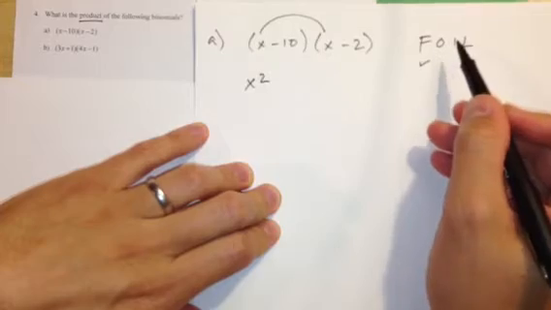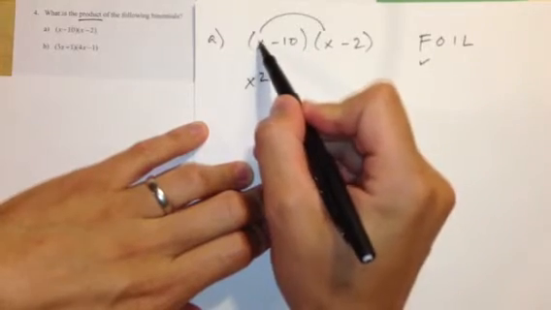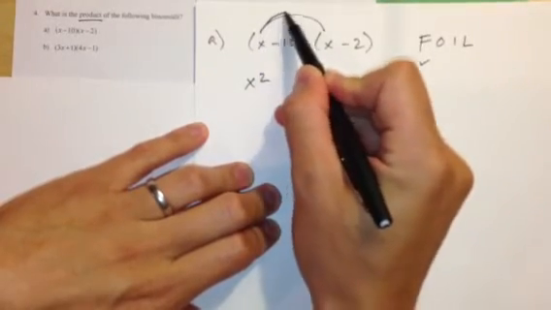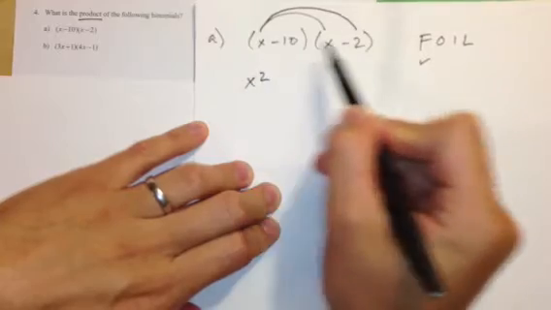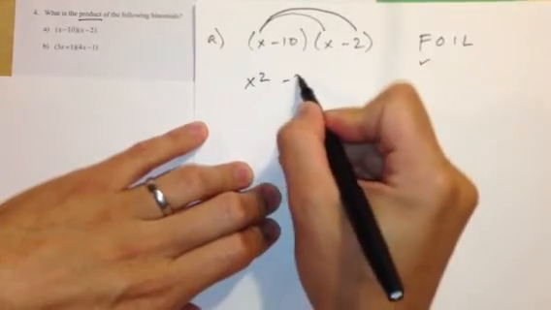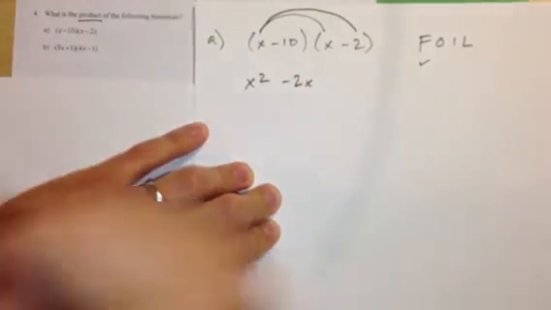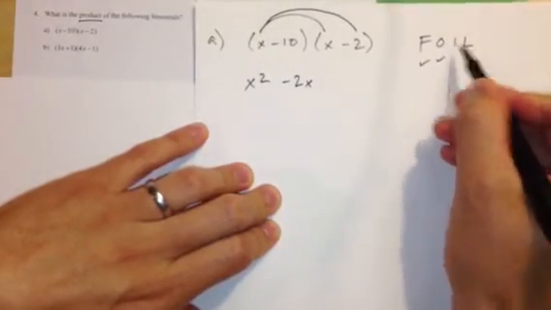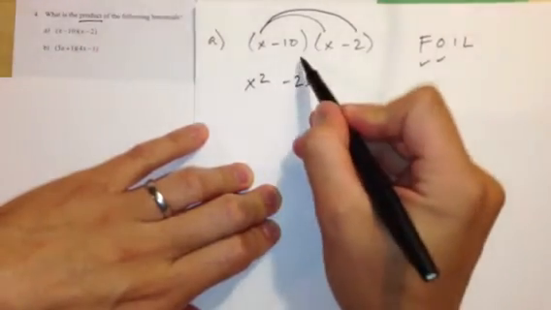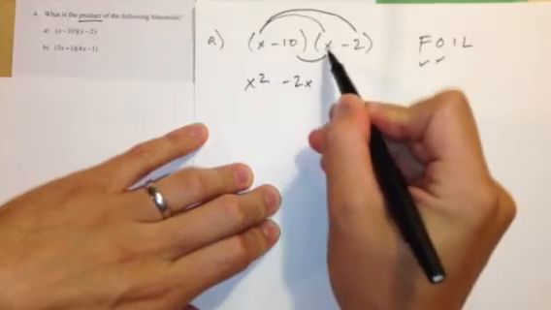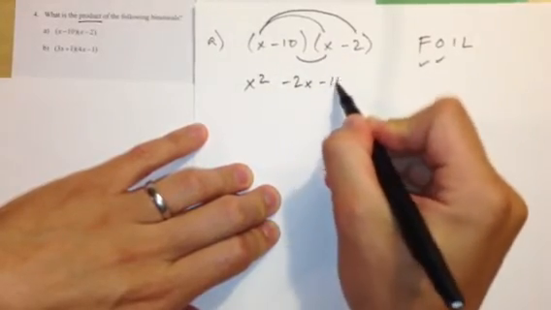O is the outer terms, so the x and the negative 2, because they are on the outside. So x times negative 2 is negative 2x. I'm going to do I, which is my inner terms, my inside terms. Negative 10 times x is negative 10x.